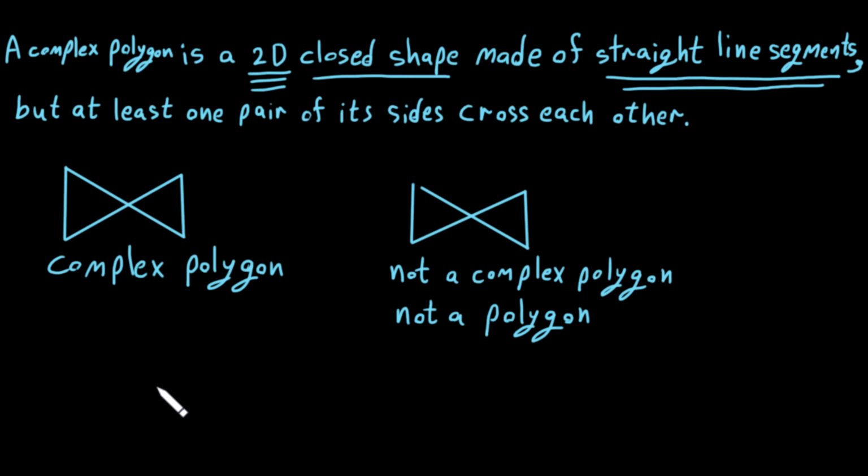Okay, in school level geometry, we usually focus on simple polygon, not complex polygon, because they follow different rules. For example, the sum of interior or exterior angles in a complex polygon can be different, and that's not the focus of this video. So when we talk about the sum of angles in a polygon, we are referring to simple polygon, not complex polygon.